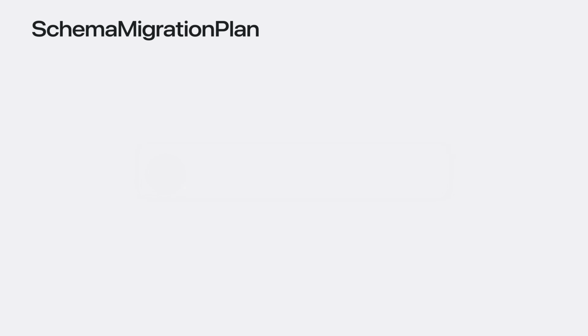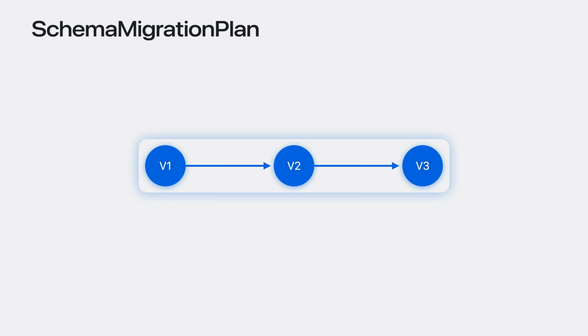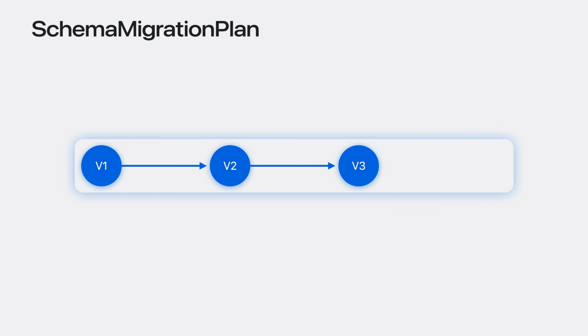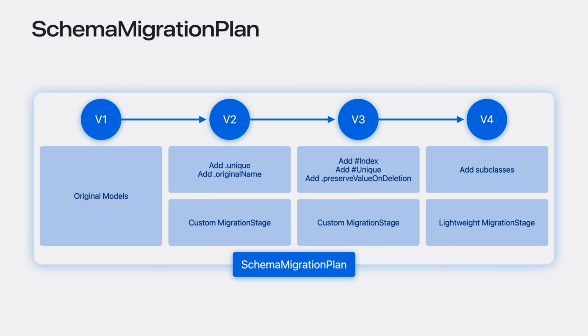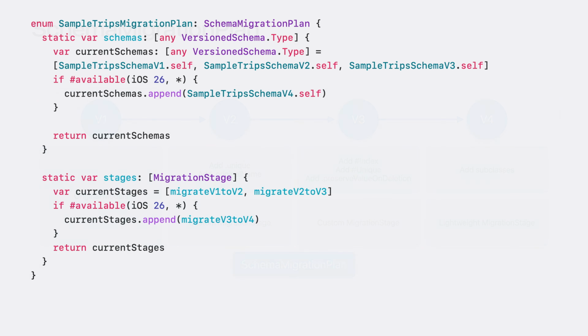And with our final version schema and migration stage constructed, we can encapsulate all of these into a schema migration plan so that we can provide the ordering of the version schemas and the migration stages to run. The schema migration plan consists of an array of schemas in the order they were released, and when iOS 26 is available, we add our newest schema with subclasses, and then an array of migration stages so that we can go from one release to the next. And that is how we built our schema migration plan.